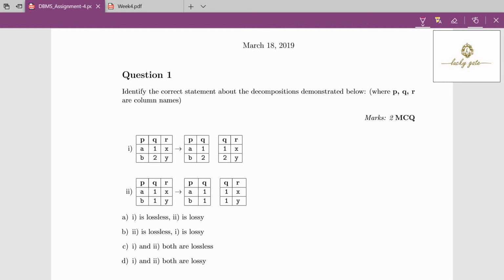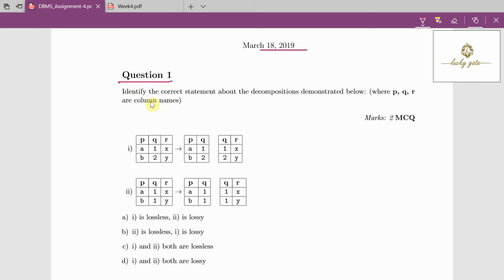Hello friends, this is the Database Management System NPTEL course week 4 assignment, conducted in March 2019. Each assignment of the NPTEL course will have 10 questions. Here I am going to explain all the 10 questions in a detailed way so that you can easily understand and write the further NPTEL course exams.